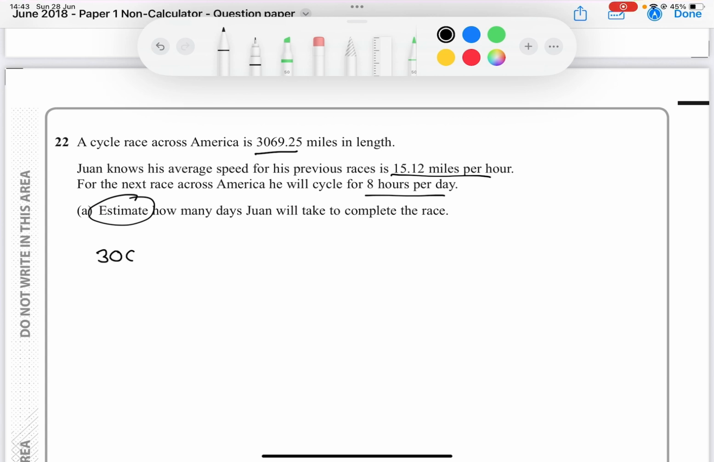So 3069.25. Round this to one significant figure. So that will give us 3000, okay? 15.12, round this to the nearest whole number. So we get 15, okay? Perfect. 8 will obviously just stay how it is because it's already a whole number. We don't need to round that, okay?